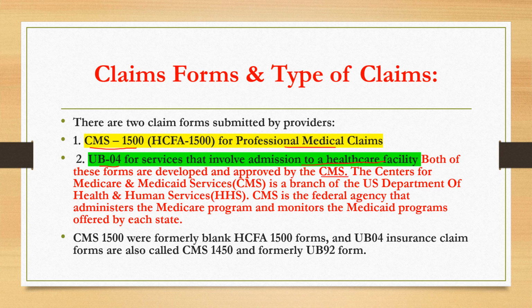The Centers for Medicare and Medicaid Services is a branch of the U.S. Department of Health and Human Services, HHS, and CMS is the federal agency that administers the Medicare program and monitors the Medicaid program offered by each state. CMS 1500 was formerly the blank HCFA 1500 form, and the UB04 insurance claim forms are also called CMS 1450, and at a later time they used to call it UB92. They are all red, by the way.